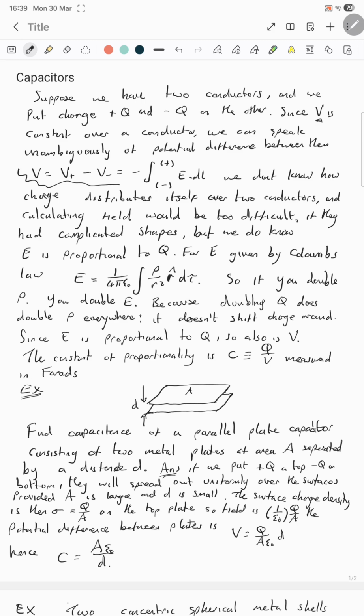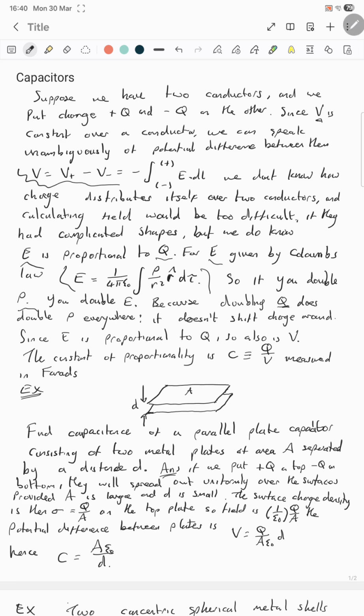Now, we don't know how the charge distributes itself over the two conductors, and calculating a field would be too difficult if they had complicated shapes, but we do know the electric field is proportional to our charge. For the electric field given by Coulomb's law, we have this. So if you double our charge, you double the electric field.